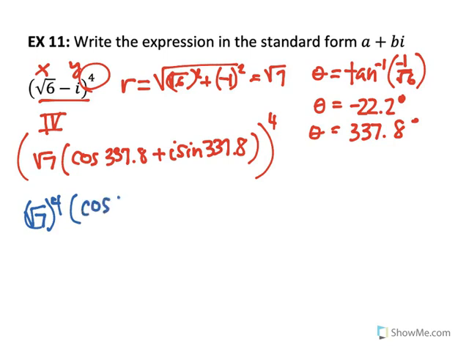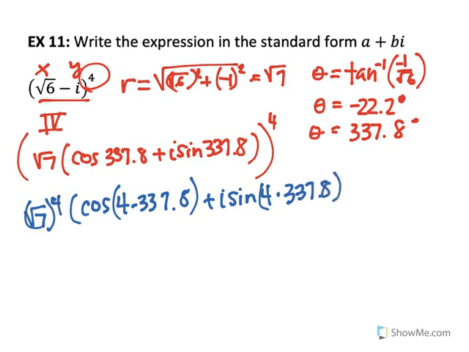I multiply by cosine of 4 times 337.8, plus I sine of 4 times, maybe I should use some parentheses there, 337.8. And then we'll go ahead and simplify that. The square root of 7 to the fourth becomes 49.